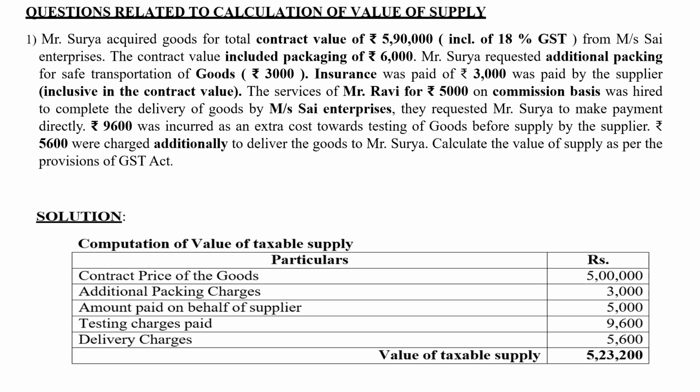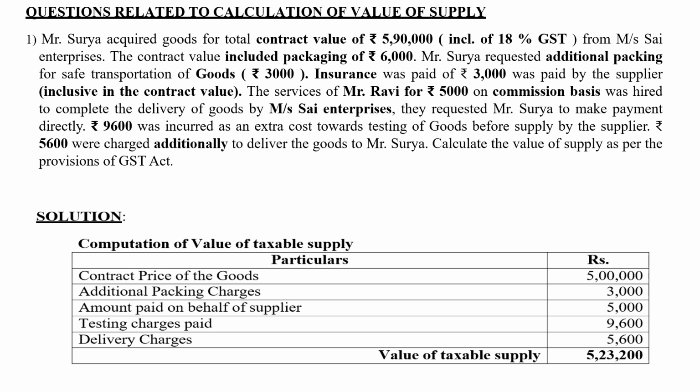So here first the contract price of the goods we will take, but it is including GST, 18% GST. So we are not going to take that, but we are going to minus 18% from this 5,90,000. If you take 18% of 5,90,000, your answer will be 90,000, which we are going to deduct, and the price will be 5 lakhs.